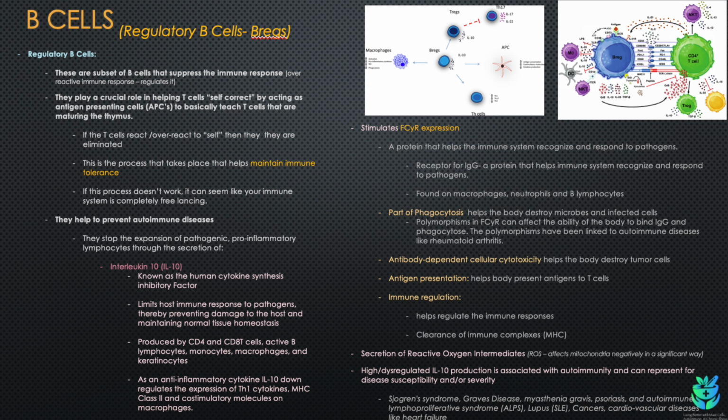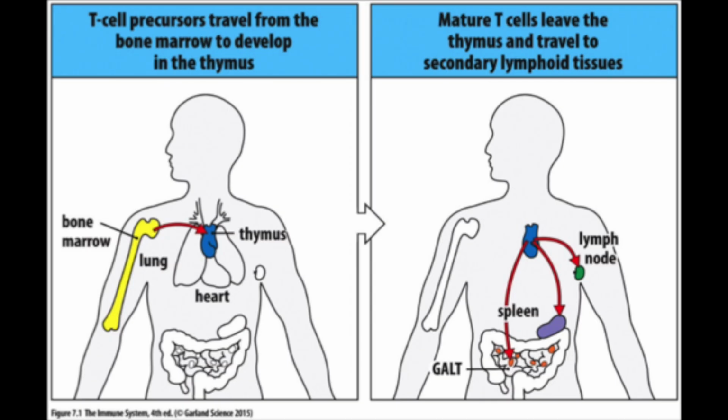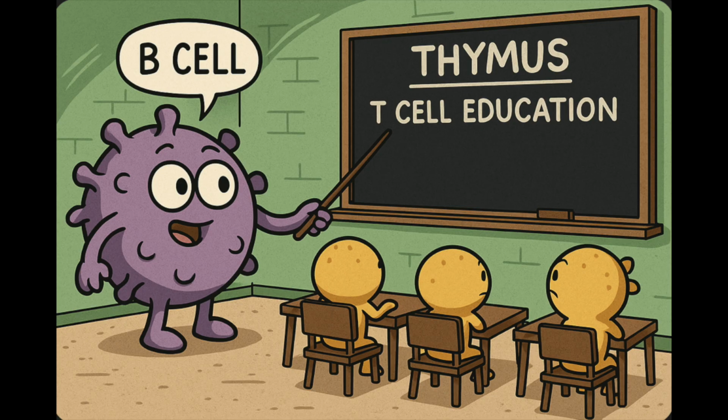They play a crucial role in helping T cells self-correct by acting as antigen presentation cells to basically teach the T cells that are maturing in the thymus. So the B cells go to the thymus, they hand antigens and test basically the T cells to know the difference between what is you and what is a foreign invader. So the thymus is kind of like a schoolhouse for T cells, and these regulatory B cells are going to the thymus, kind of acting like teachers to the T cells.